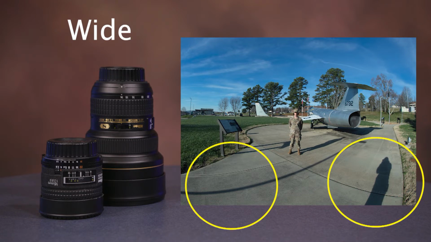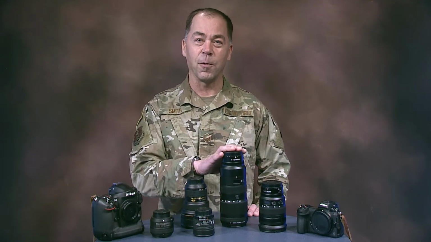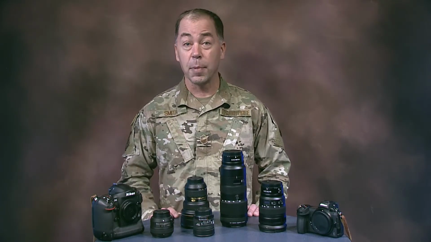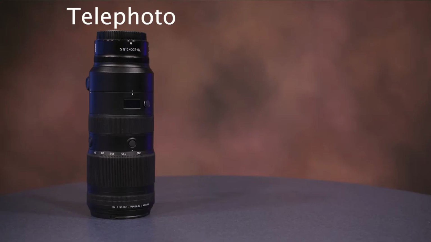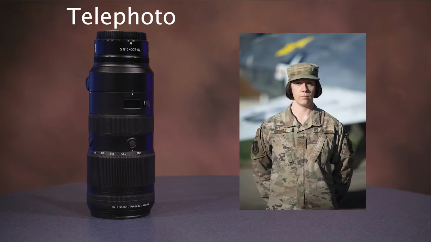to your subject. This is the telephoto lens. This lens is longer because it has a large zoom range, so you can stand far away from the subject. This lens can be useful for portraits if you want the focus to be mainly on your subject. Notice how it blurs the background.